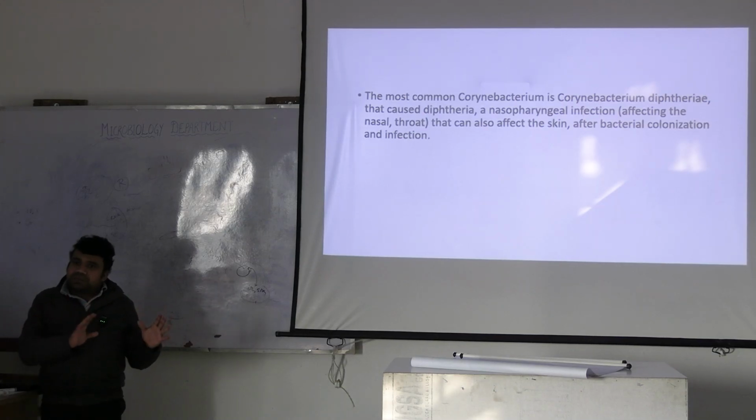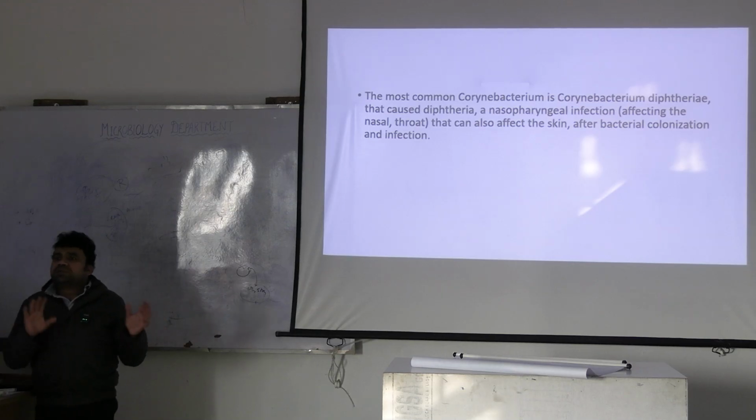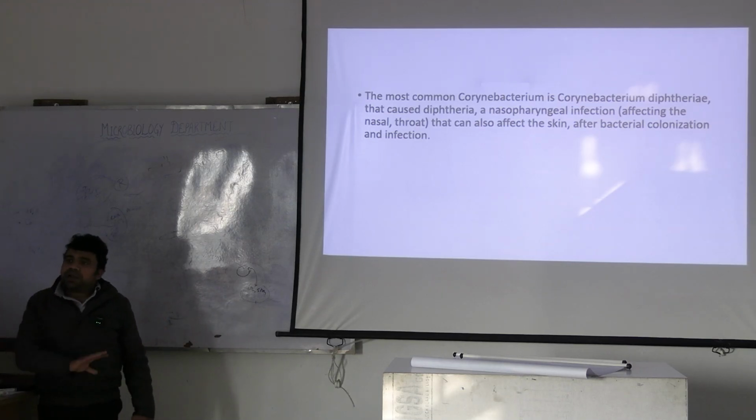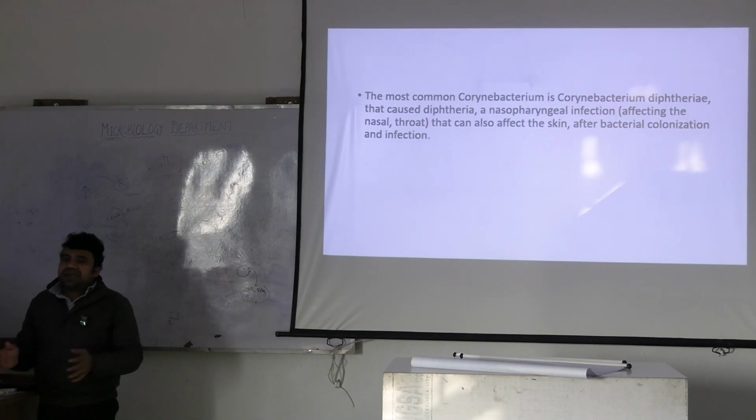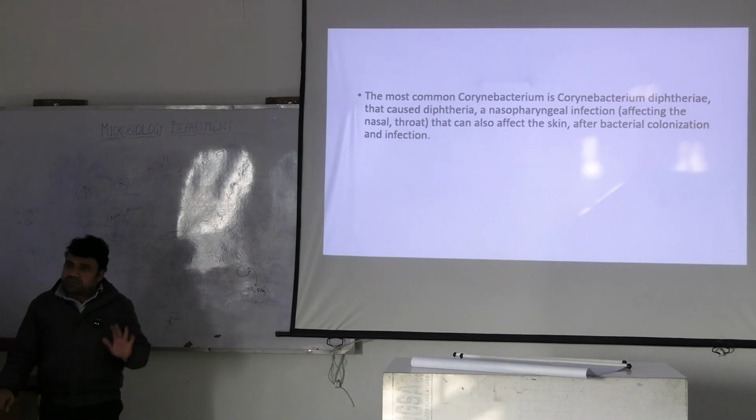There is a bacterium called Corynebacterium, one of whose species is Corynebacterium diphtheriae, which causes diphtheria. Other Corynebacteria are commensals of the throat. So to differentiate between these diphtheroids and Corynebacterium diphtheriae, we need to do this Albert stain.